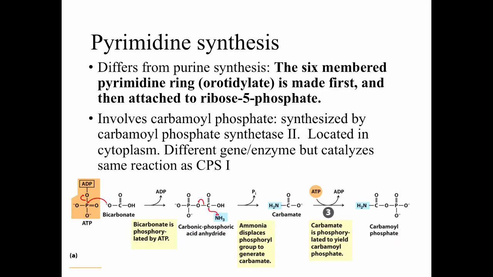Okay, so we're going to very lightly cover pyrimidine synthesis. Now, pyrimidine synthesis differs from purine synthesis in that you actually make the 6-membered pyrimidine ring first, and then you attach it to the ribose backbone. So you attach it to ribose 5-phosphate. Now, pyrimidine synthesis actually involves carbamyl phosphate. This is synthesized by carbamyl phosphate synthetase 2. And this is actually the cytoplasmic enzyme.